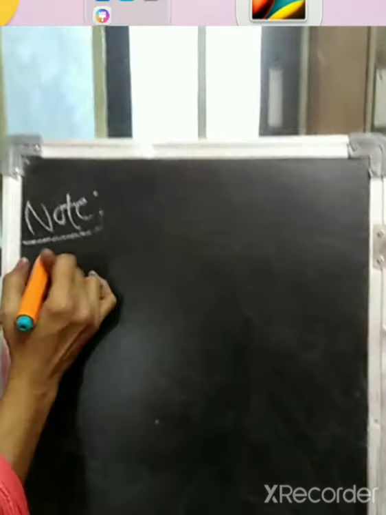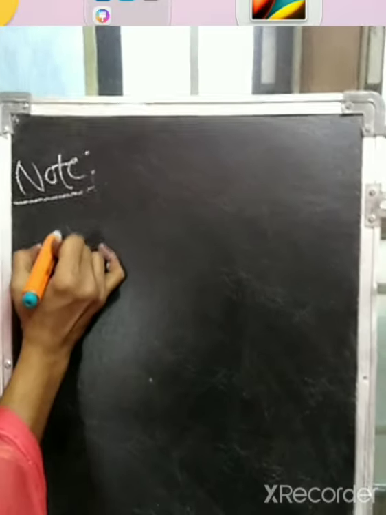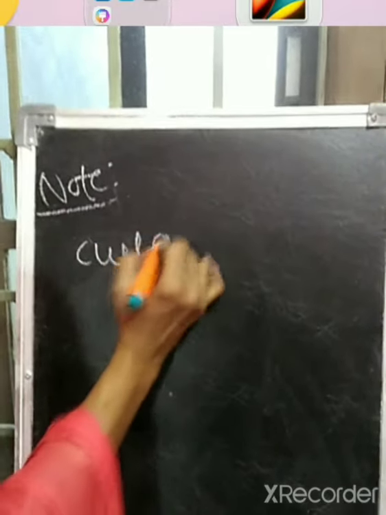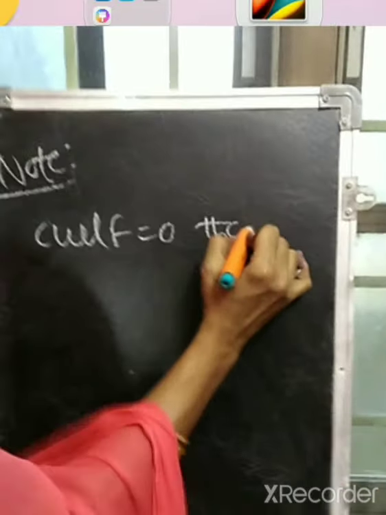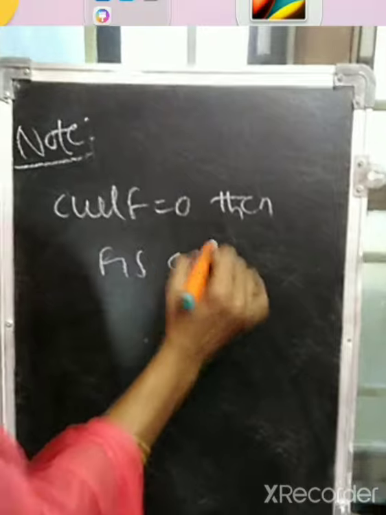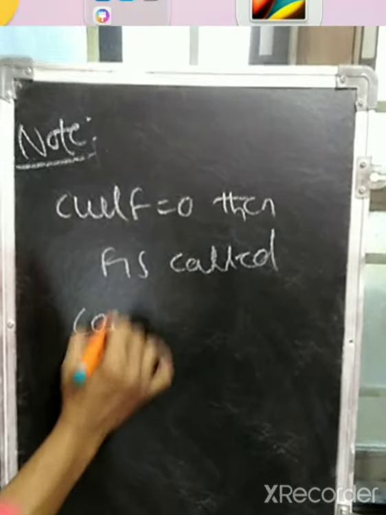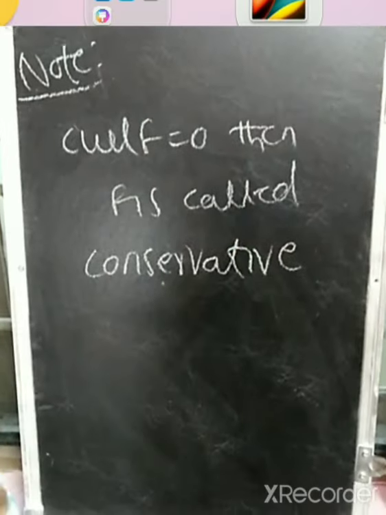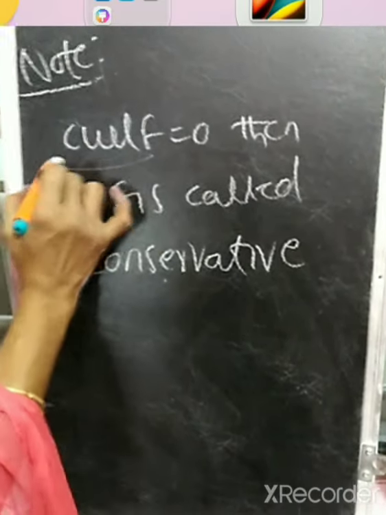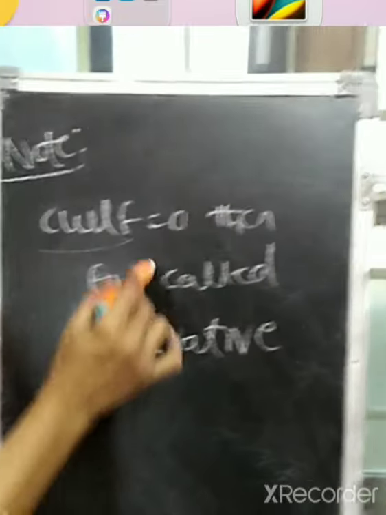Next, note. Write down the note. If f is conservative, then curl f is equal to 0. If curl f is equal to 0, f is called conservative. It is also irrotational, and sometimes it is called conservative. Like that we can solve problems.